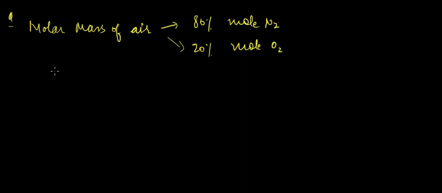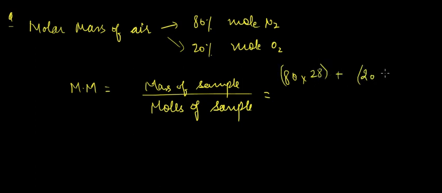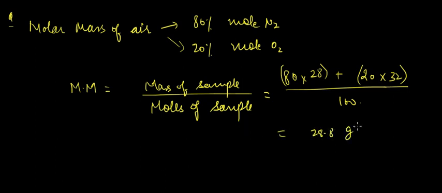so molar mass is defined as mass of sample over moles of sample. Okay, so mass of sample can be calculated with the given information, which is 80 moles into 28 plus 20 moles into 32, which is the molar mass of nitrogen and oxygen. Okay, and moles of sample is 100. From this you can calculate the molar mass of air as 28.8 gram per mole.